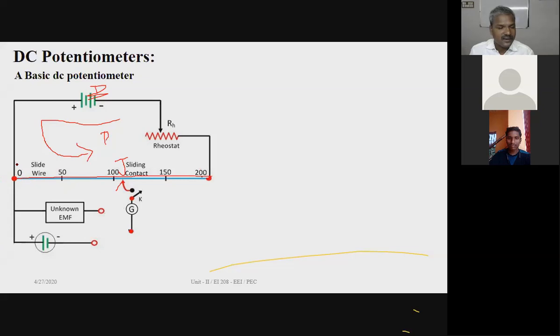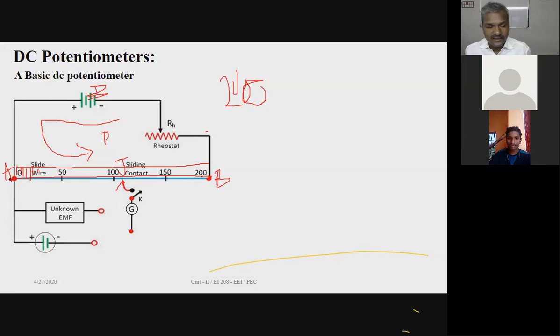Above the slide wire there is a scale available with uniform distance. This scale is helpful to measure the length of the contact. Say this is A and B. AB is the length, and consider the AB length to be 200 centimeter.